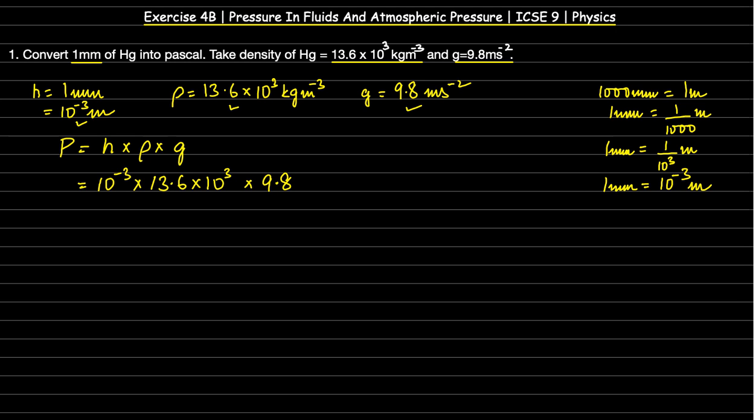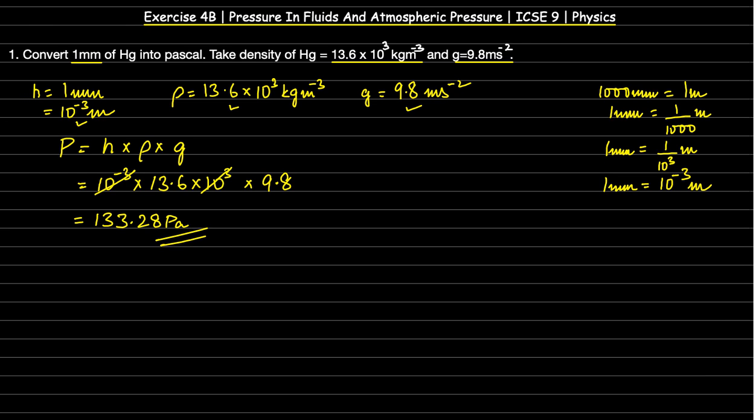So once we multiply this, we can see here 10 to the power of plus 3 and 10 to the power of minus 3 cancels. 13.6 into 9.8 gives us 133 point. So here we get 133.28 pascals. So we have got the pressure in pascals.